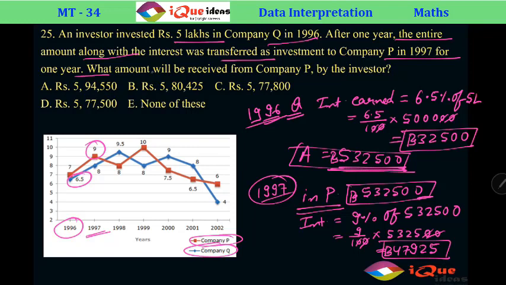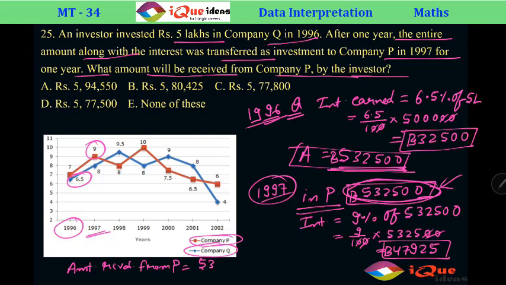Now what is the question saying? What amount will be received from company P by the investor? So how much has he invested in P? 5,32,500 is invested. So the amount received finally from P will be equal to 5,32,500 plus 47,925. Very carefully you have to add. It is 25 in the end. 5 plus 9 is 14, 1 carry forward, 7 and 1, 8 and 2, 10. 0, 1 carry forward, 4 and 1, 5 and 3, 8 and 5. So 5,80,425 rupees is the final amount received.